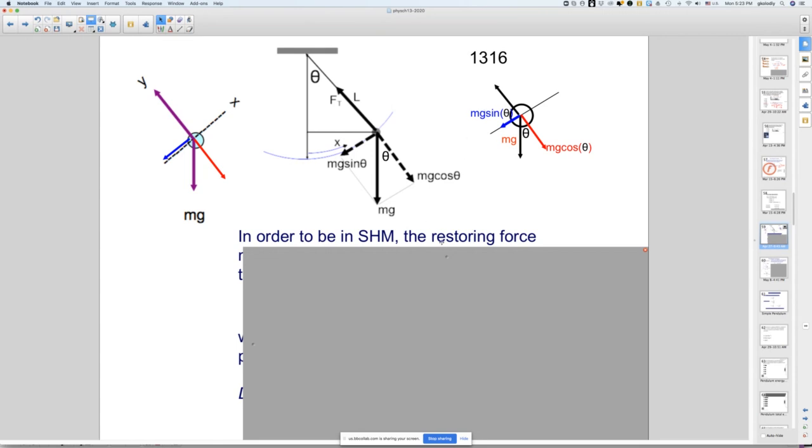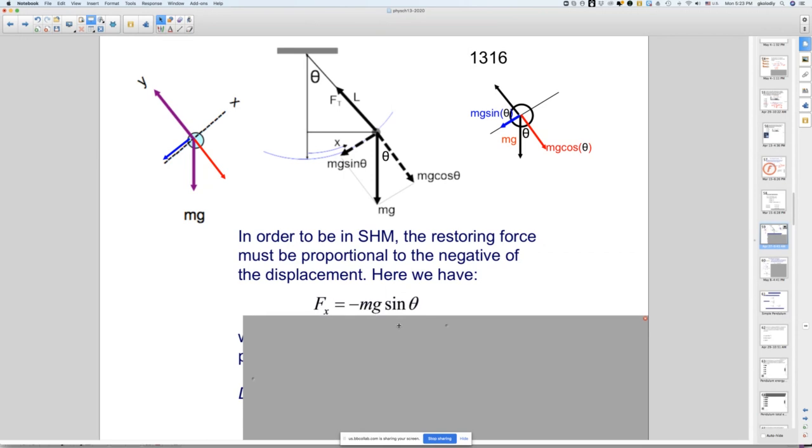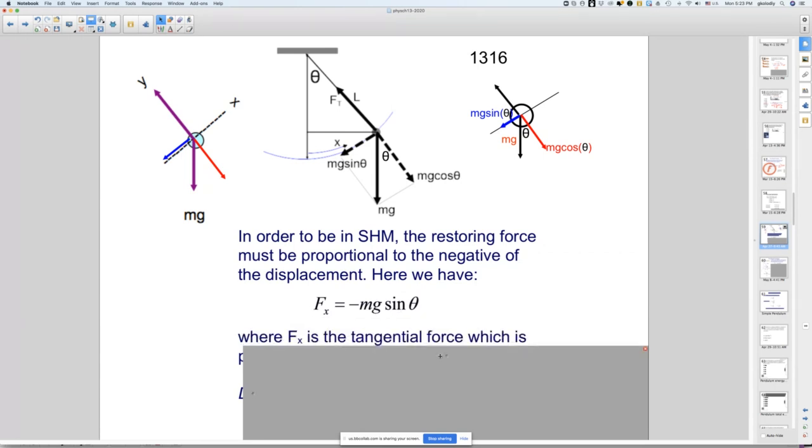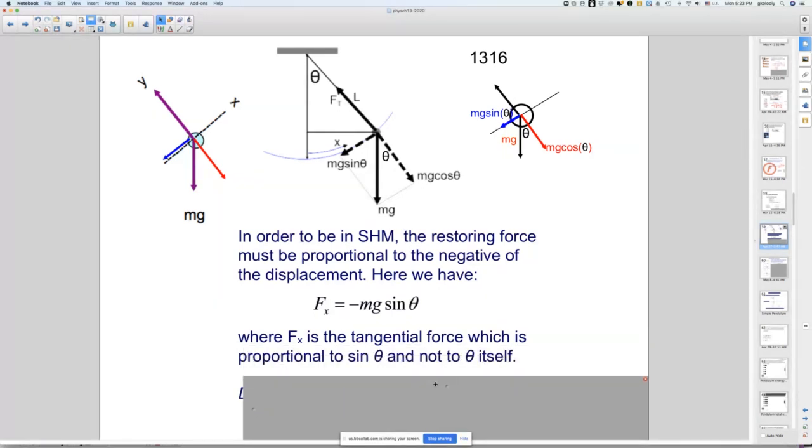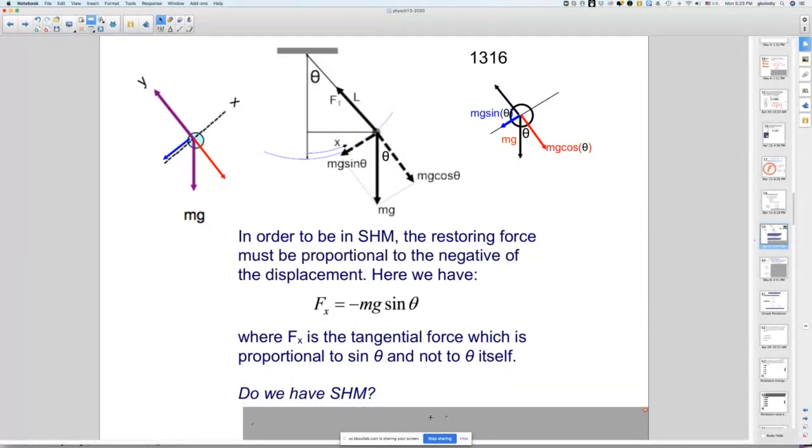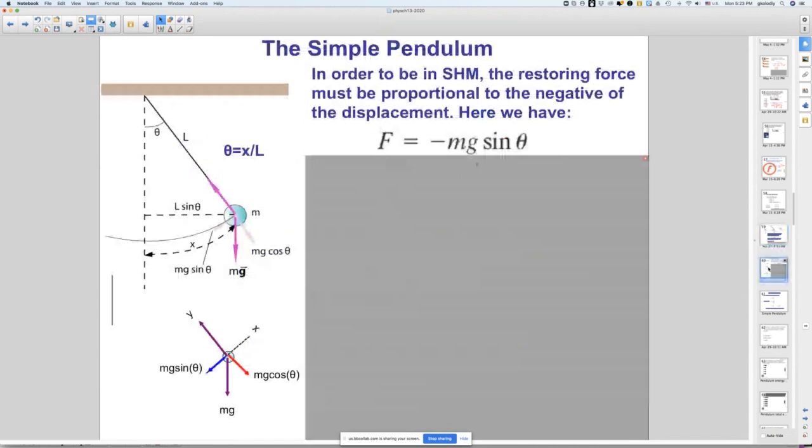It's the restoring force. So that force, as we saw, is equal to negative mg sine of theta. So now we have Fx, the tangential force, which is proportional to sine of theta, not to theta itself. Okay, this is theta here, and this is theta. It's proportional to the sine of theta, but sine of theta is equal to theta for small angles. So do we have simple harmonic motion? If so, what does it look like? Let's go to the next slide.